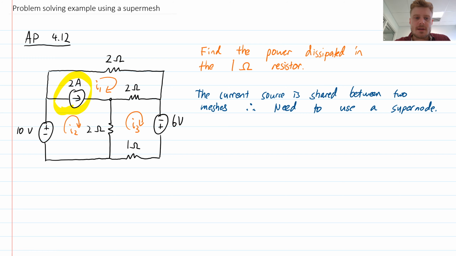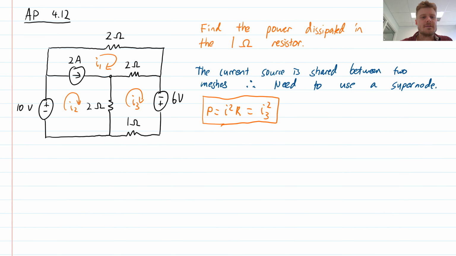I can also think a little bit strategically here. The answer that I'm seeking is the power in just this resistor. So it would be sufficient to solve for mesh current I3. Once I know the mesh current I3, then I can calculate the power using just simply P equals I squared R. R is 1, and the current is I3. So the answer that I seek is actually just I3 squared. So I can kind of keep this little fact in mind for later on. But let's go ahead and analyze this with a supermesh.